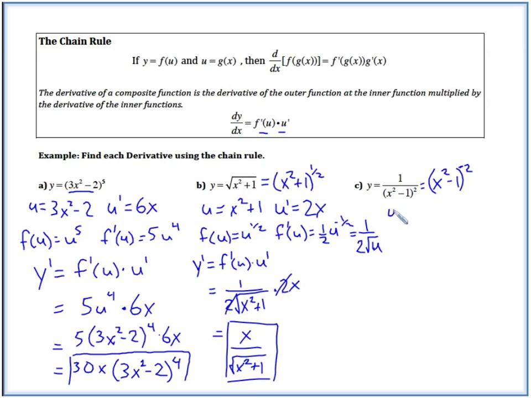Alright, let's go ahead and find our u. So the inside part is x squared minus 1. Let's find our f of u. And that's going to be u to the negative 2. Alright, and then our derivatives, u prime is just going to be 2x. And then f prime is going to be negative 2u to the negative 3. And we could rewrite that as negative 2 over u to the third. So typically our answers, we do want to have the positive exponents.